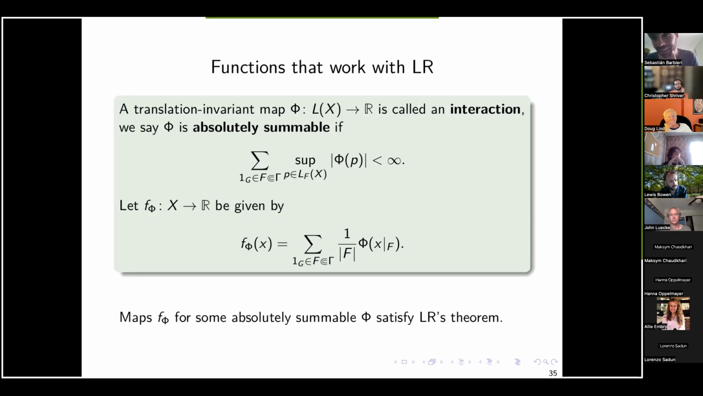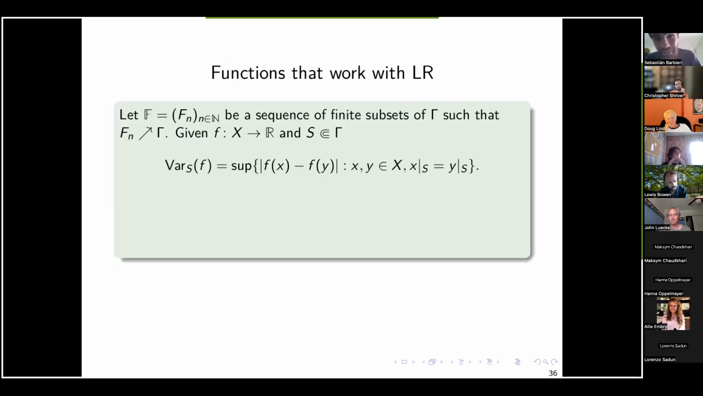So you can be happy about that. The second is related to what Doug said. If I take now a finite sequence of subsets of a group that grow up to the group, I'm going to call it a filtration. I can take a function and a finite subset of gamma, and I can define the variation over this finite subset as well, the supremum of the differences for x, y that coincide in this set.